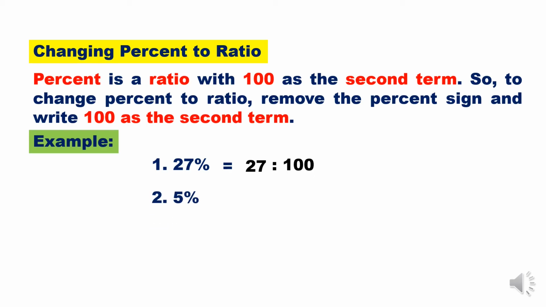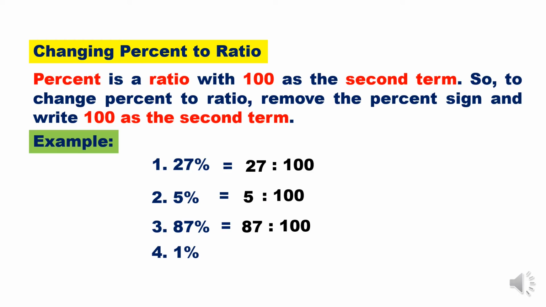Number 2, 5%, and that is 5 is to 100. Number 3, 87%, in ratio, 87 is to 100. Number 4, 1%, in ratio, that is 1 is to 100.